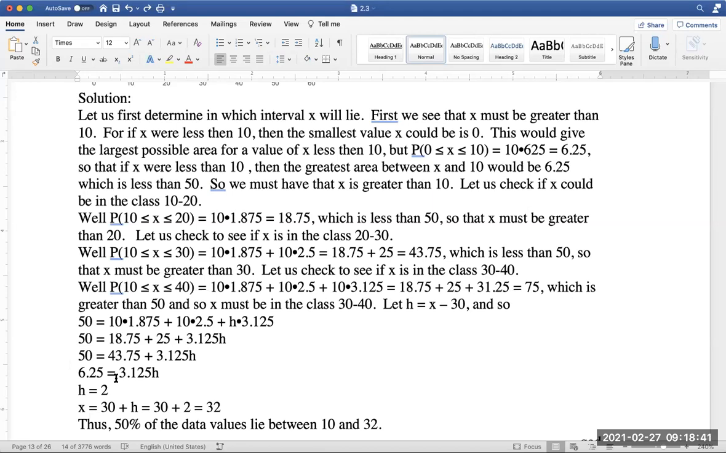So 6.25 is equal to 3.125h. Divide both sides of my equation by 3.125. So h is equal to 2. And so I am 2 past 30, and so x is equal to 32. Therefore, 50% of my data values lie between 10 and 32.